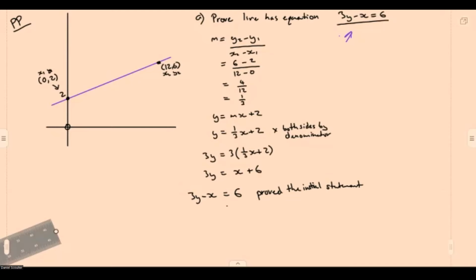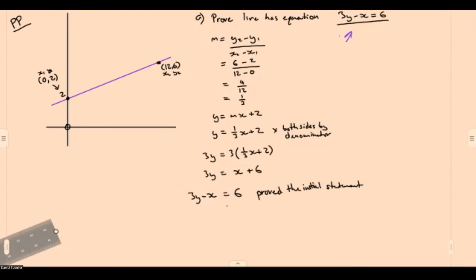I've shown that that's the case. It's asked me to prove it. It just means find the equation of the straight line. Some people get thrown off the fact that they give you the answer, but to prove it, I just need to prove that that is the correct statement.